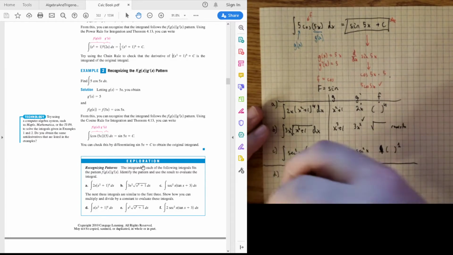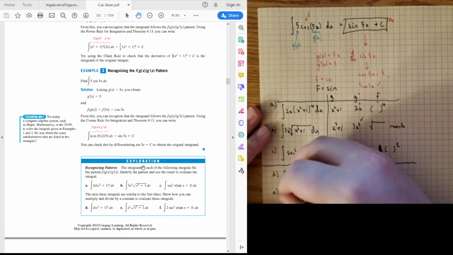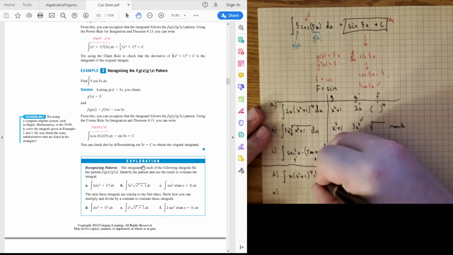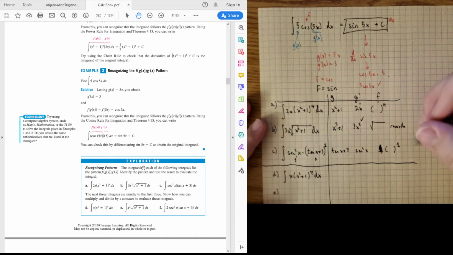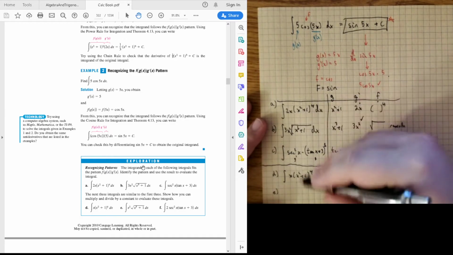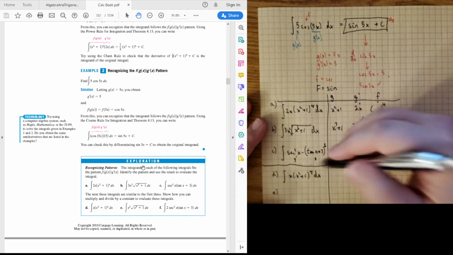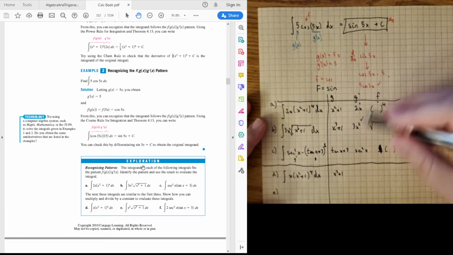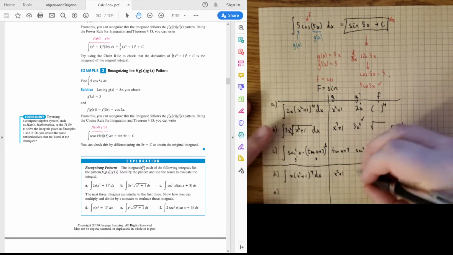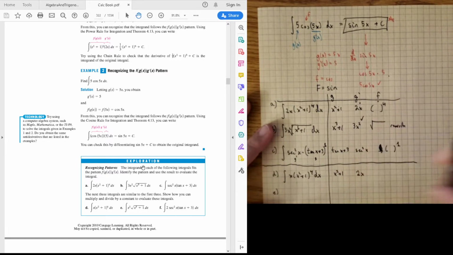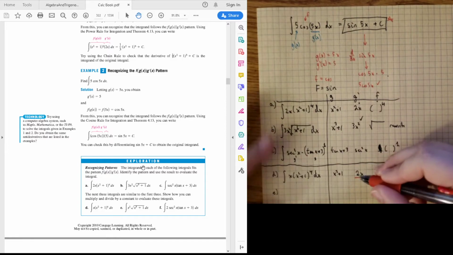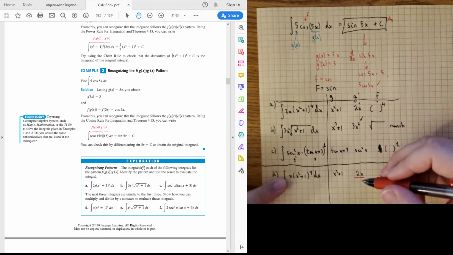Take a look at D. We have the integral of x times (x squared plus 1) to the 4th power dx. Okay, well, if I look at the same examples as letter A, I would want x squared plus 1 to be my g function. But g prime, if I take a derivative of x squared plus 1, I would get 2x. This is the problem, because we want 2x, we don't have 2x. We have just x by itself.